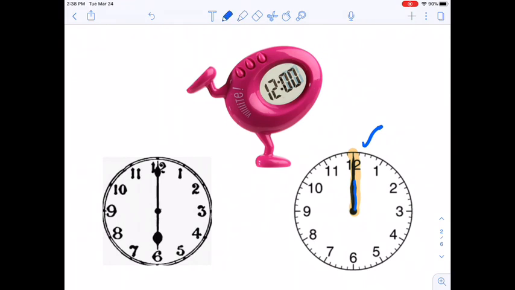So then let's look at this other clock and see why it isn't right. What is the shorthand or the hour hand pointing at? It's pointing at the 6. And the long hand or the minute hand is pointing at the 12. So this clock says what time? 6 o'clock. Remember, we say o'clock when 0 minutes have passed. So this clock says 6 o'clock. It does not say 12 o'clock.